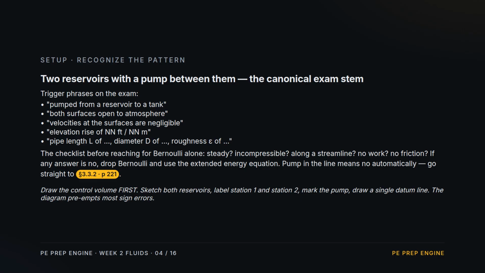Recognize the pattern. The canonical stem is water pumped from one reservoir to another, with a stated elevation difference, and either a head loss or enough pipe data to compute one. Run the checklist. Steady, incompressible, along a streamline. No work, no friction. A pump fails the no work check immediately, so go straight to the extended energy equation. And before any algebra, draw the control volume. Both reservoirs, both stations, the pump, one common datum.